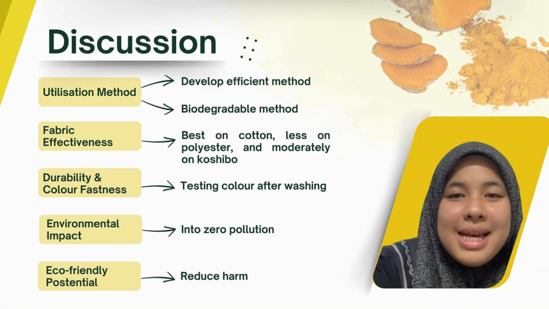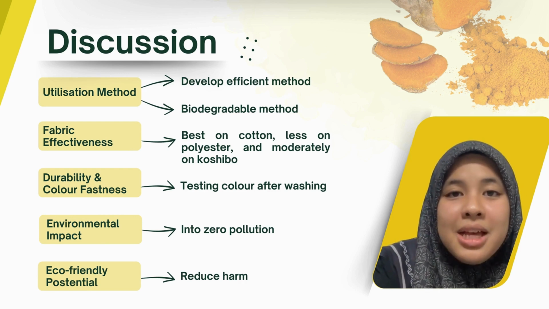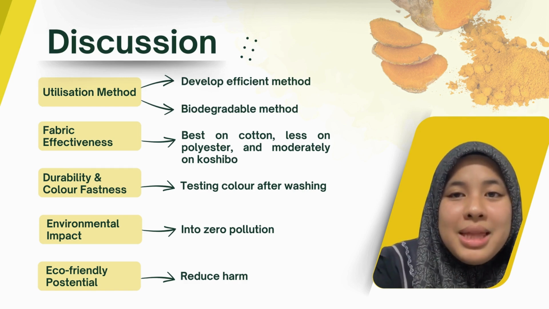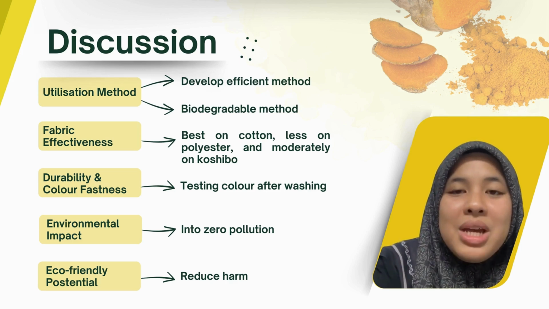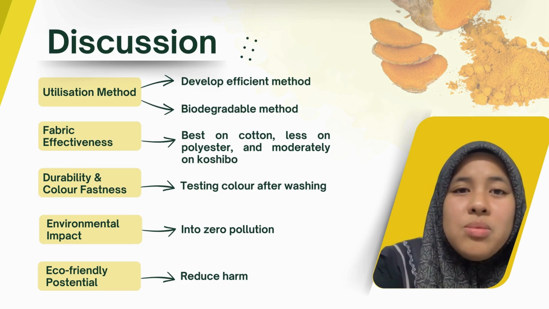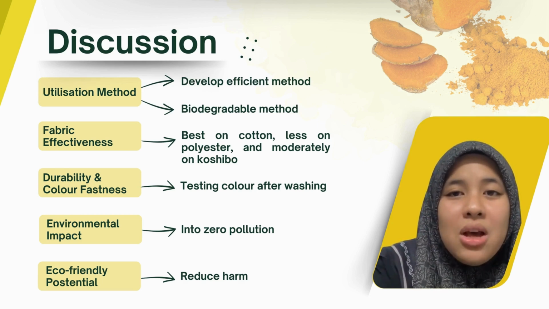Pretty, right? This project has been a success, and here's an in-depth discussion of our findings and their implications. First, we developed an eco-friendly and efficient method for utilizing turmeric dyes derived from Curcuma longa. This method not only maximizes the use of natural resources but also highlights turmeric as a biodegradable and non-toxic alternative to synthetic dyes. Next, we analyzed the effectiveness of turmeric dye on different fabrics. The results showed that turmeric dyes perform best on cotton, moderately on koshibo, and less effectively on polyester.